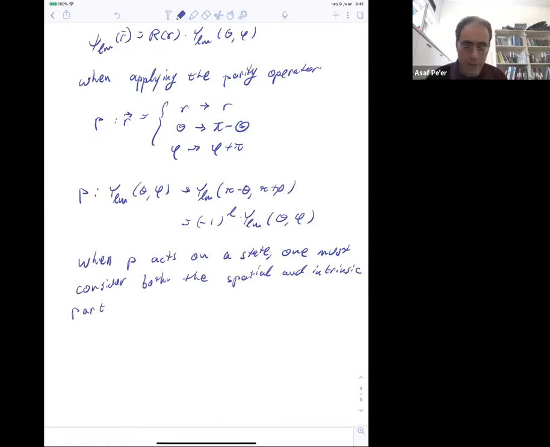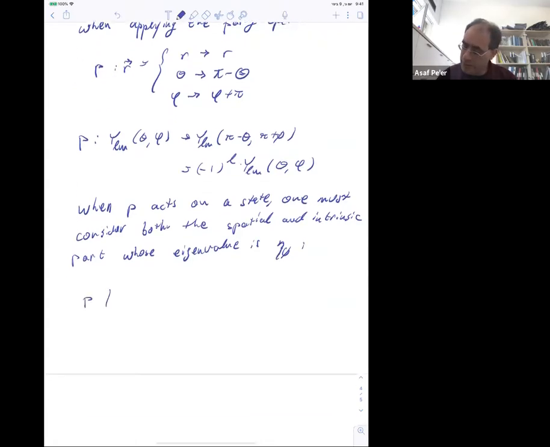This eigenvalue is eta. So overall, P acting on psi_lm of r is equal to eta times minus 1 to the power L times psi_lm.